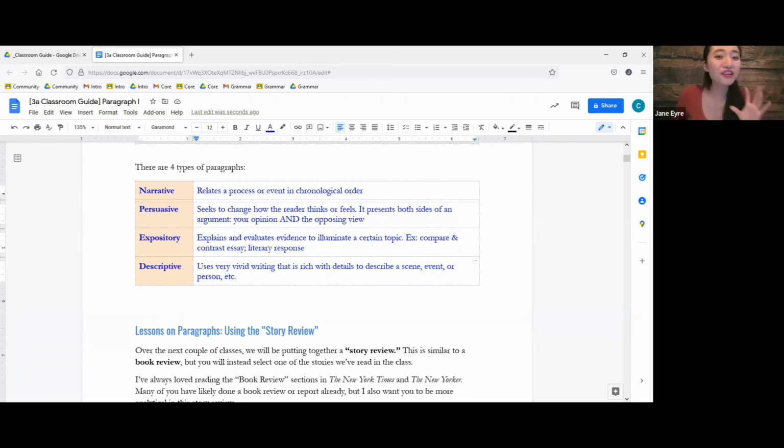And I love a good descriptive paragraph and just basically having it be sensory overload. I love it.